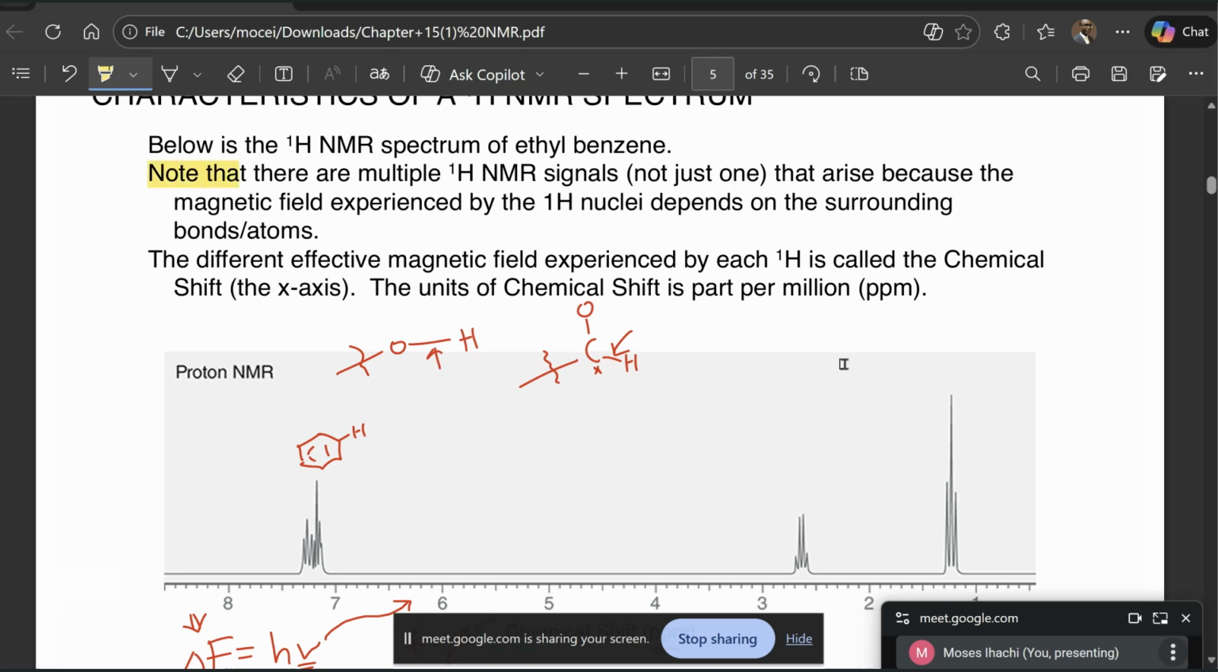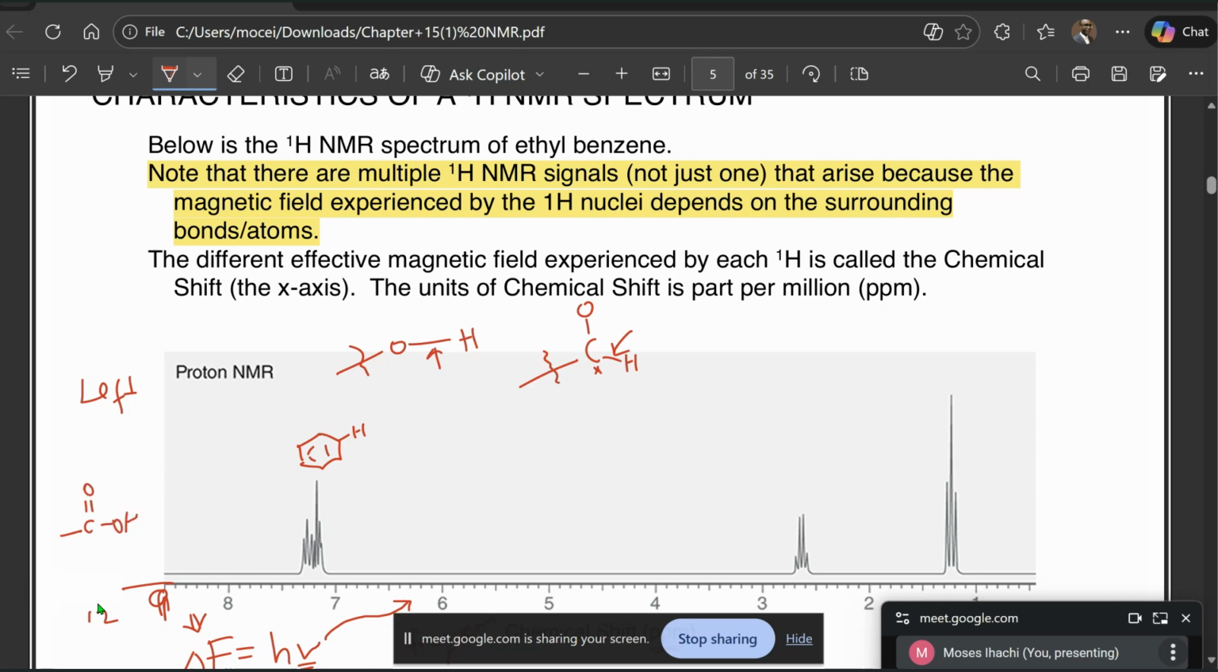Yeah, so note that there are multiple proton NMR signals, not just one. This is because the magnetic field is experienced differently depending on the proton nuclei, which depends on their surrounding atoms and bonds. Okay. So usually the carboxylic acid is the one that's going to be so much to the left. The farthest we're going to go is about 12 parts per million. The carboxylic acid one is going to be farthest, and like you saw in IR, it's still going to be broad because of hydrogen bonding.